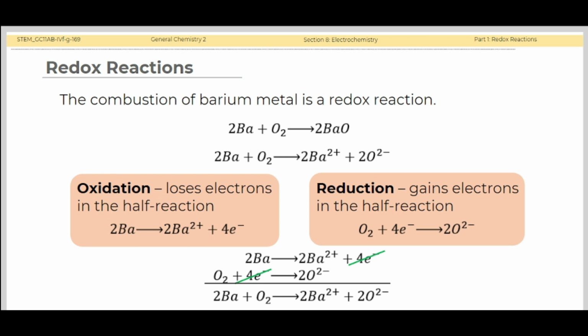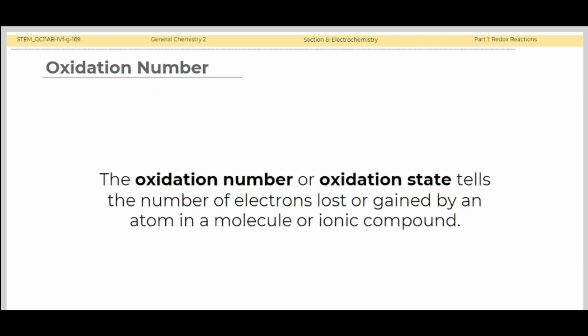Note that oxidation and reduction occur hand in hand with each other. One half reaction will not occur if not for the other half reaction. One thing that is considered in determining whether a reaction is a redox reaction is by looking at an atom's oxidation number. The oxidation number or oxidation state tells the number of electrons lost or gained by an atom in a molecule or ionic compound.